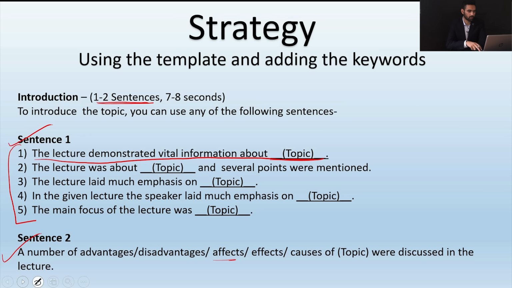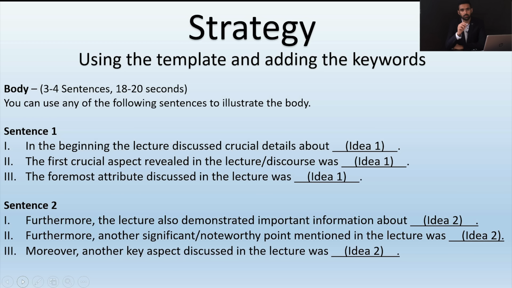Now next comes your body. Body will have 3 to 4 sentences and most probably will go around 18 to 22, 23, 24 seconds. And for your body, you can use any of the sentences on your screen, right? To introduce the first part of the body, you can say, in the beginning, the lecture discussed crucial details about your idea 1. Idea 1 means whatever information you have got from the lecture, or whatever group of words or broken sentence you have got from the lecture, you can join that at the end of the first sentence.